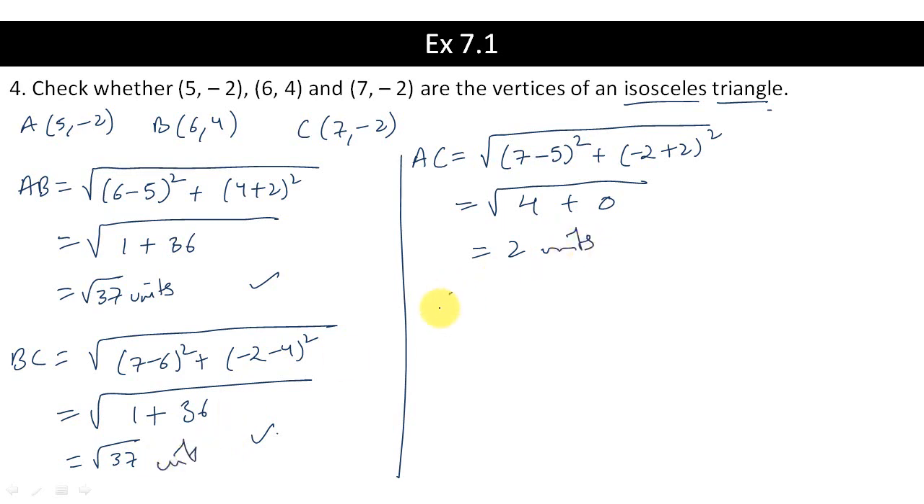Therefore, triangle ABC is an isosceles triangle with AB equal to BC. Okay.